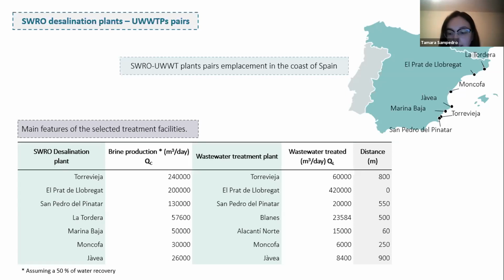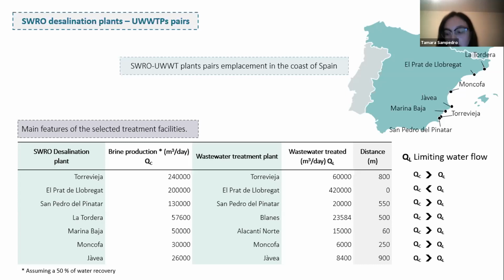Observing the water flows ratio, except in one case, in all the cases the brine flow is higher than the wastewater treated flow. Therefore, the wastewater flow will be the limiting flow for the energy production process through reverse electrodialysis.